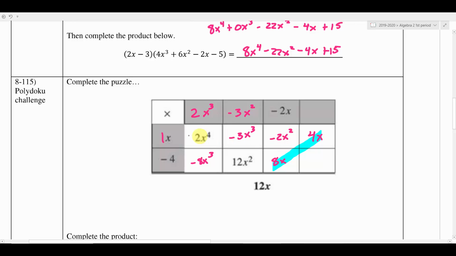So now I'm thinking 1x times something gives me 4x. Well, that's just got to be 4. And then 4 times negative 4 is negative 16. And that completes the puzzle. I now have every single piece.